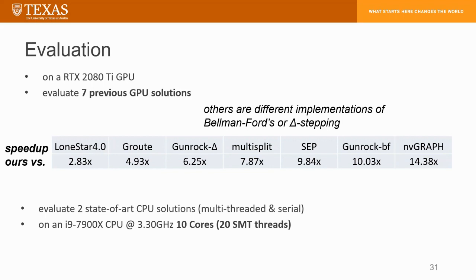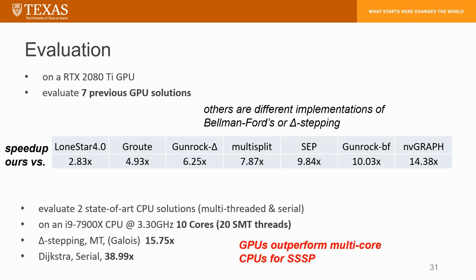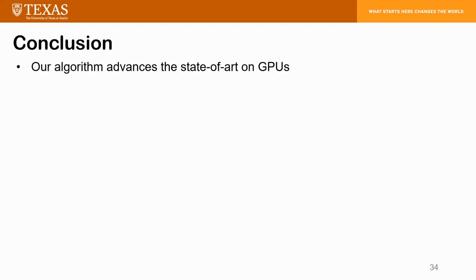We also evaluated 2 other state-of-the-art CPU solutions, both multi-threaded and serial, on an i9 10-core CPU. Against the multi-threaded delta stepping, our solution achieves a 15x speedup, and against the serial Dijkstra, we achieve a 39x speedup. The point is that it demonstrates that GPUs outperform multi-core CPUs for the single-source shortest path problem. In conclusion, our solution advances the state-of-the-art on GPUs.